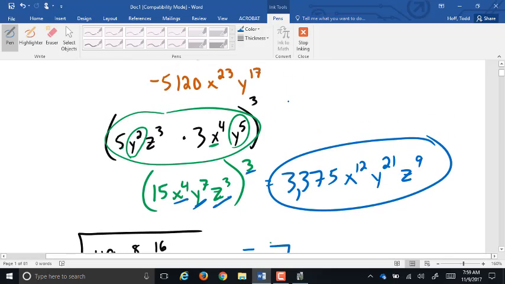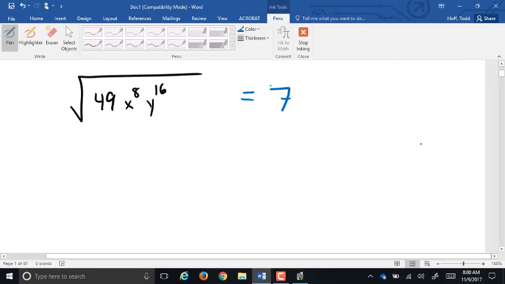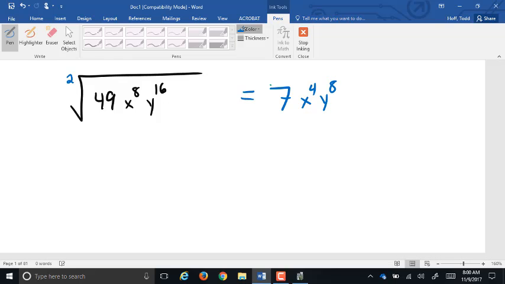When we took a power of a power, we multiplied them. 3 times 3 makes 9. The root is the opposite of a power, which means we would divide them. Now, it's not written here, but a square root, it's implied that the index is 2, right? So x to the 8th, 8 divided by 2 would be x to the 4th. Y to the 16th, 16 divided by 2 would be y to the 8th.